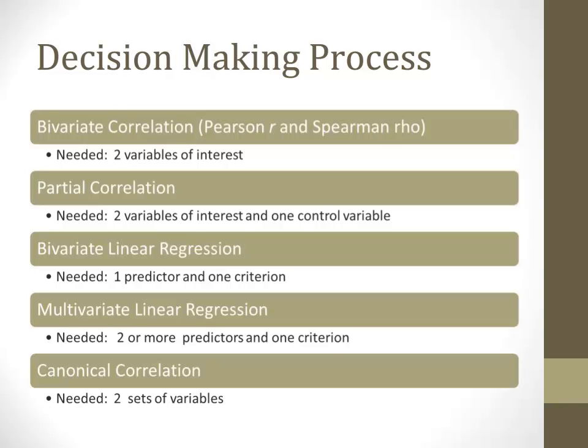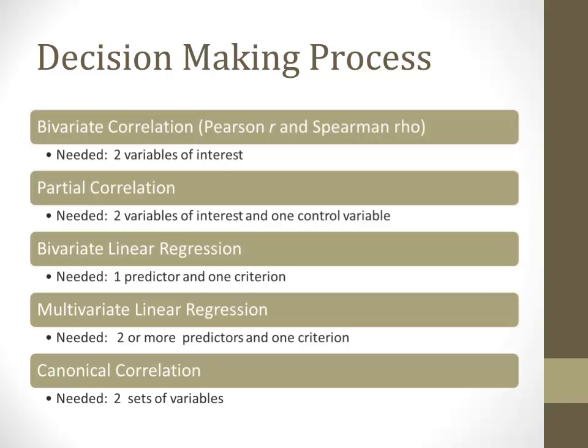Then there's the partial correlation. In the partial correlation, the researcher is interested in knowing the relationship between 2 variables while controlling for or adjusting for a 3rd, 4th, or 5th variable. For example, the researcher may ask, is there a relationship between students' course points and their sense of community while controlling for their level of confidence with the course material? A partial correlation needs 2 variables of interest and 1 control variable. Here the 2 variables of interest are course points and sense of community, and the control variable is level of confidence.